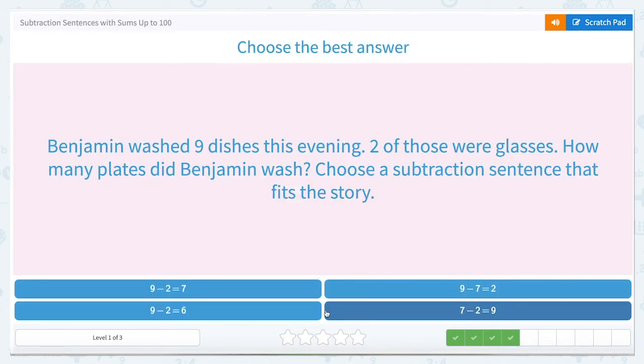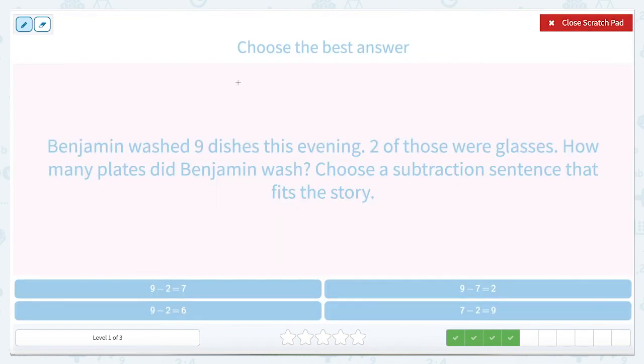Great. Now let's start with this one. Benjamin washed 9 dishes this evening. 2 of those were glasses. How many plates did Benjamin wash? Choose a subtraction sentence that fits the story.